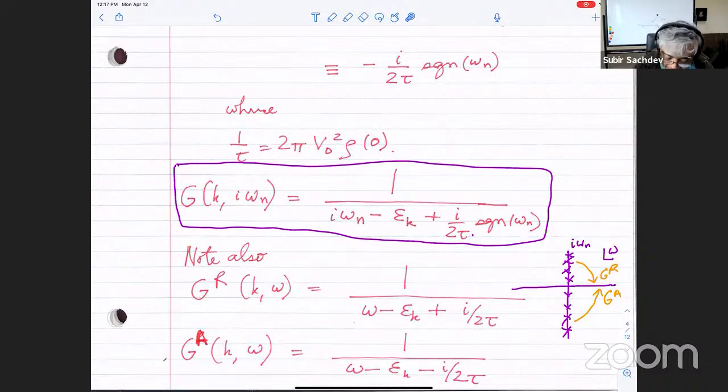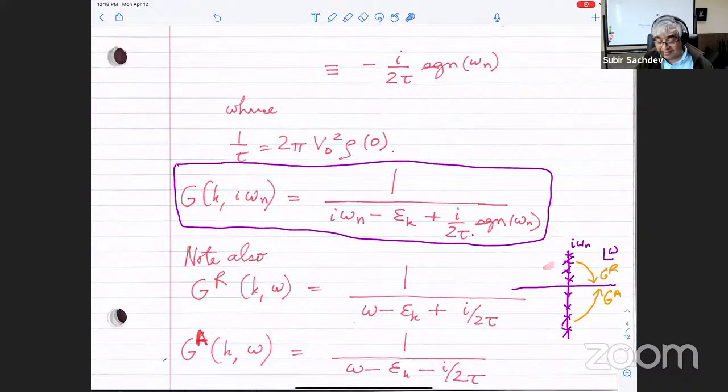Okay, and there's also a nice way to check that. If I take the retarded Green's function and think of it as a function of omega, so here's a very well-defined function of omega, now, where is its pole? The pole of this function is at omega equals ek minus I over 2 tau. And that pole is in the lower half plane. But the retarded Green's function is really the analytic Green's function in the upper half plane. So in the region where it's defined, G retarded has no pole.